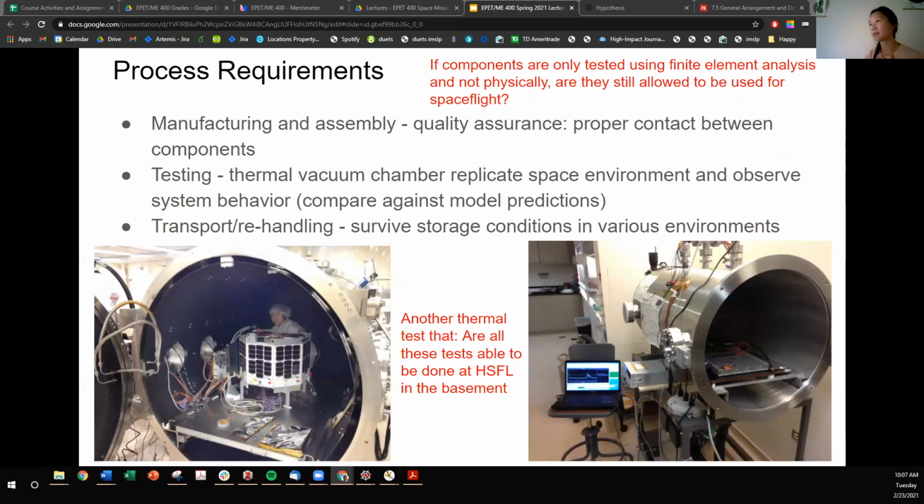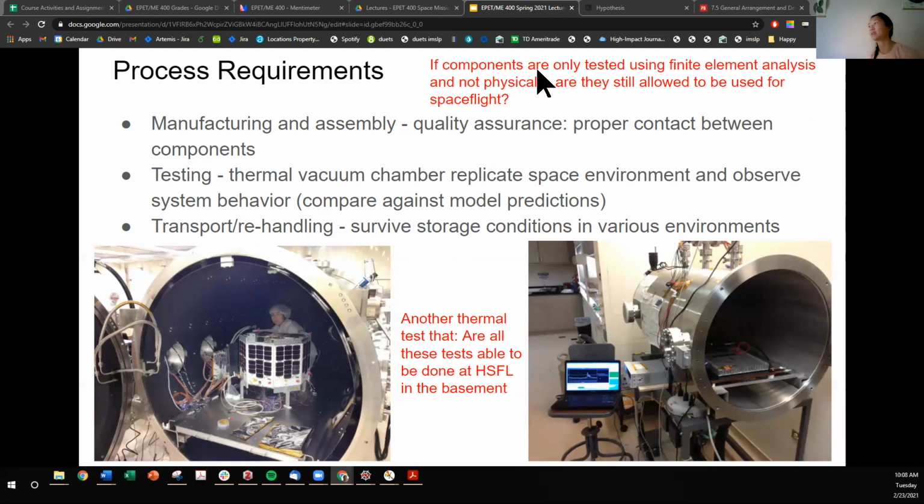Now let's talk about the process. There are specific processes in which we need to instill requirements, like during the manufacturing and assembly process, we want to make sure that there's proper contact between components, and this is a quality assurance step. We also want to make sure during testing that our thermal vacuum chamber tests replicate the space environment and we observe system behavior to compare against model predictions. And we saw from the external requirements that during transport and rehandling, you need to survive storage conditions in various environments. So there's a question here, that's a good one.